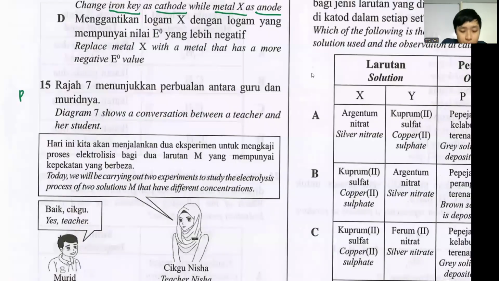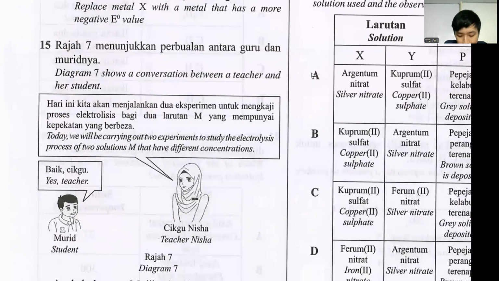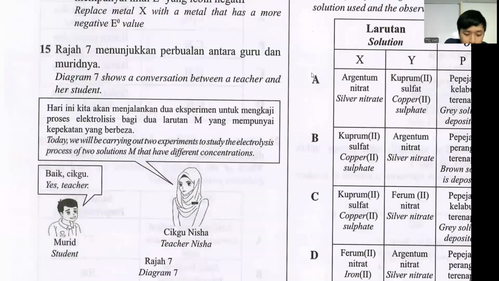This one is question 15. Form 5, chapter 1 also, redox. The teacher said today we will be carrying out two experiments to study the electrolysis process of two solutions M that have different concentrations. The two solution M that have different concentration is the keyword.